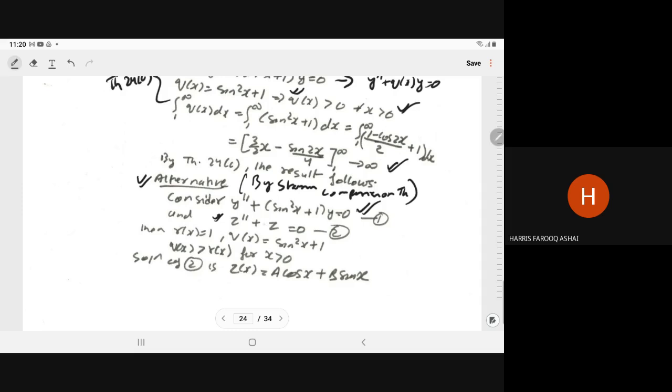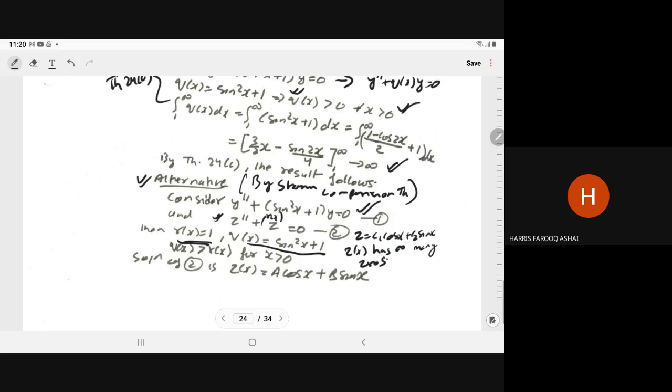So let's say it is r(x). So r(x) is 1, and q(x) is sine square x plus 1. And we know that the solution of z double dash plus z is equal to 0 is z is equal to c1 cos x plus c2 sin x. Due to the involvement of cos x and sin x, this solution has infinitely many zeros. So we can say that z(x) has infinitely many zeros.